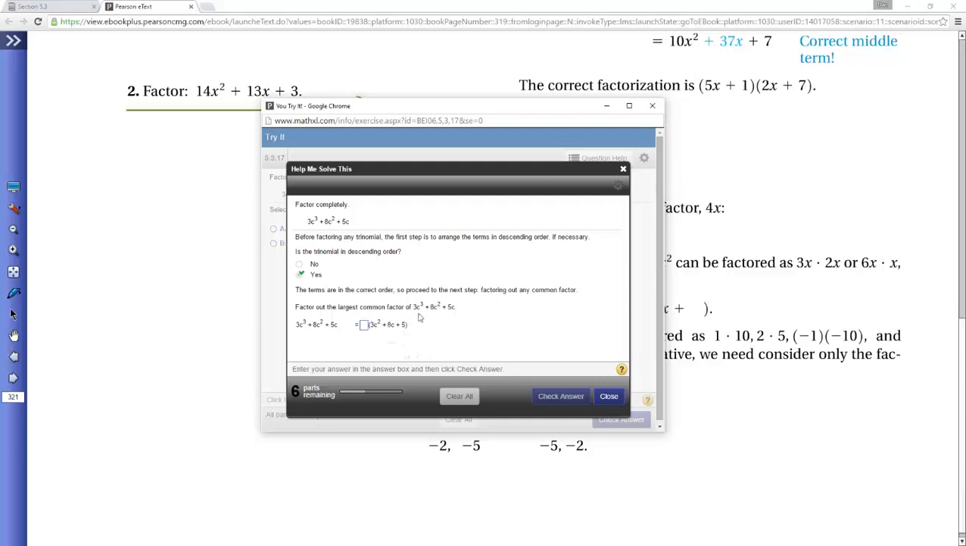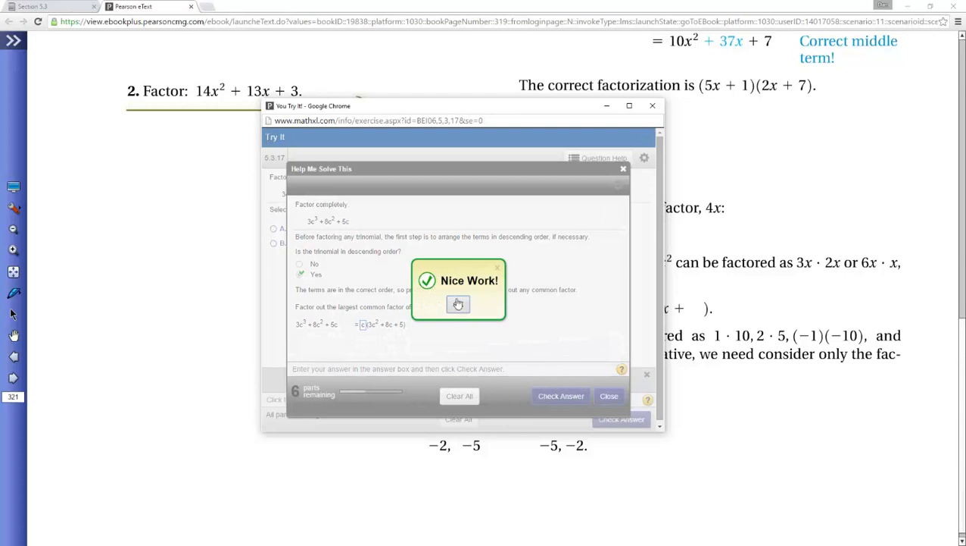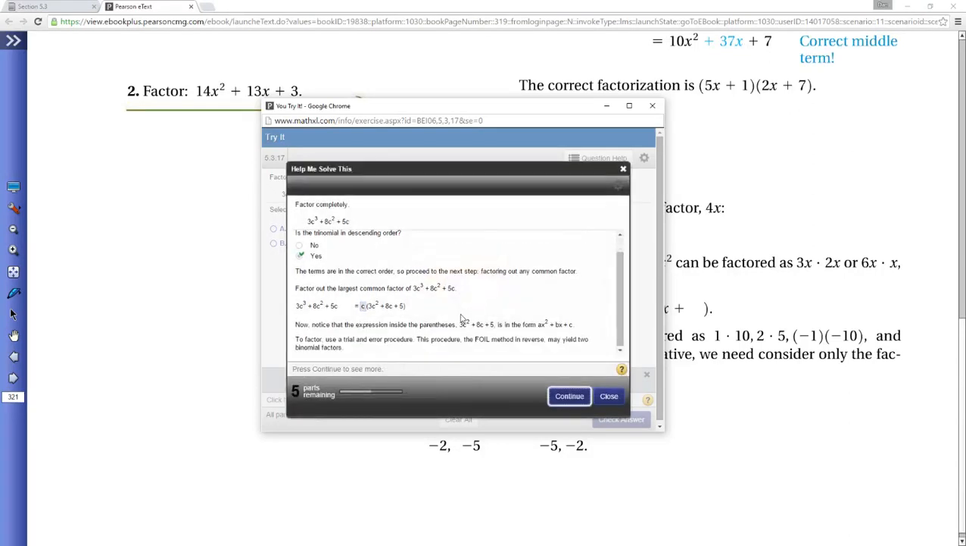So in here I have 3 and c times c times c. I have 2 times 2 times 2 times c times c and 5 times c. Well, the only common factor of all 3 of these terms is c. So we put c there, and we'll check that. And I like those little signs that come up.